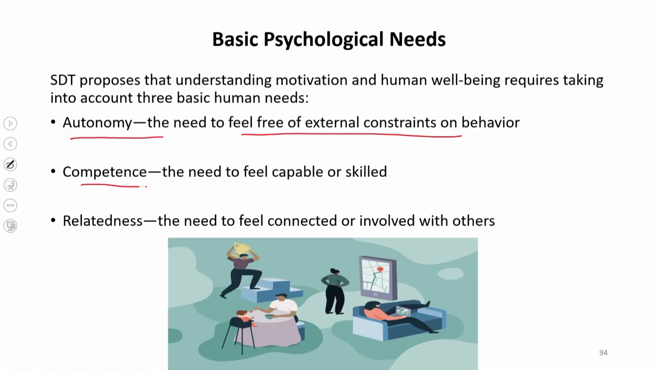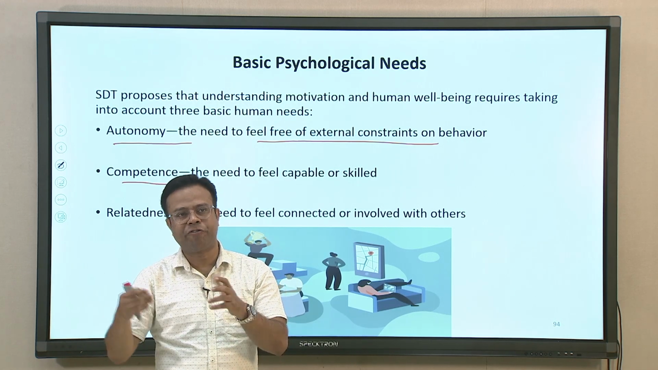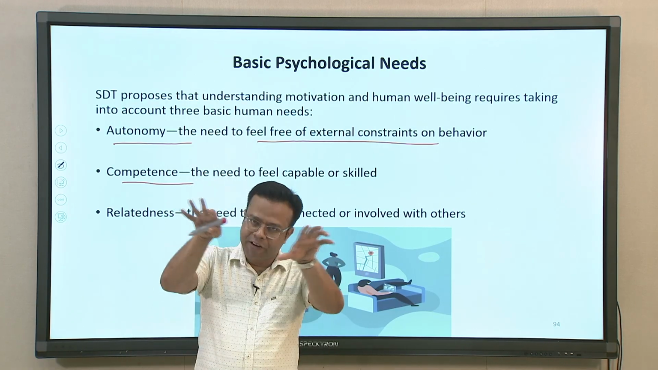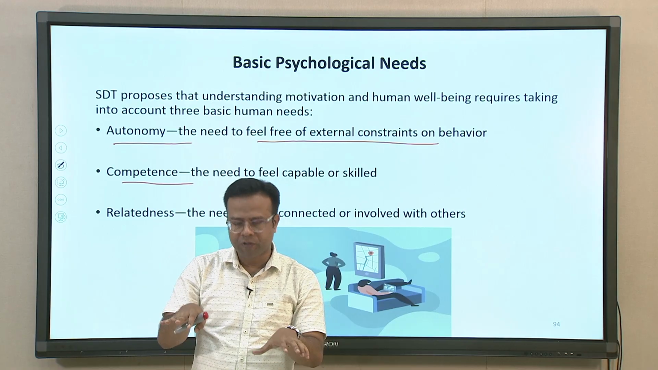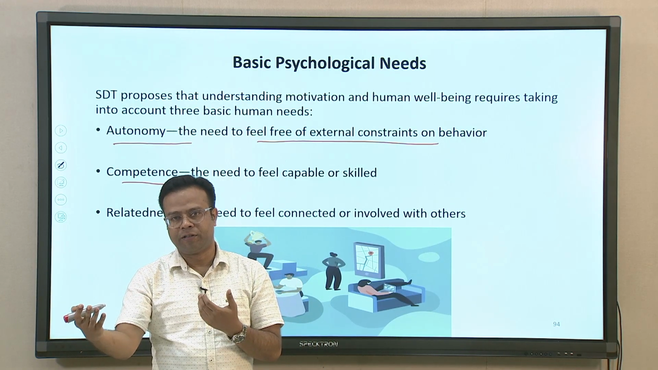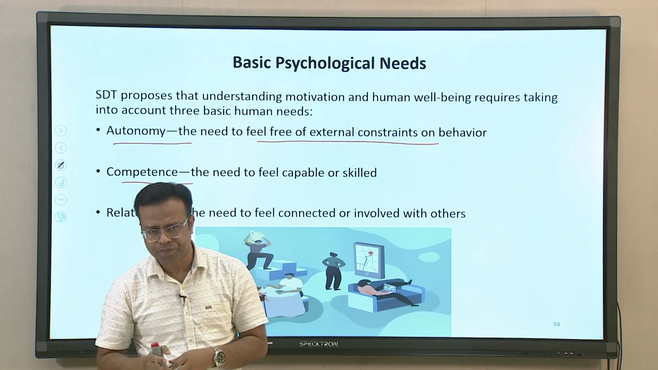Then comes competence. Competence is the need to feel capable or skilled. The more you feel capable or skilled in doing something, the more you feel a sense of competence. A sense of competence can be very domain specific. You may feel very competent in something and not in other things. A human being cannot be competent in everything. So, if in a certain context of work or social situation you feel competent, that means the need for competence is highly fulfilled in that context.